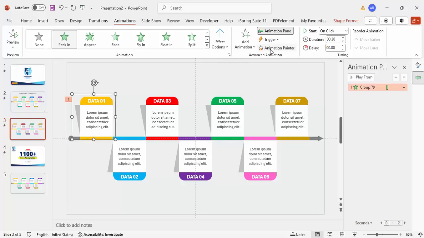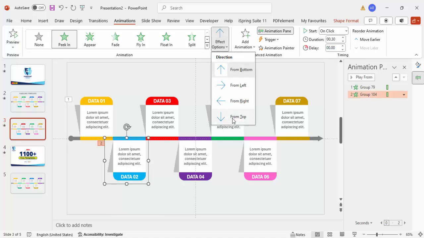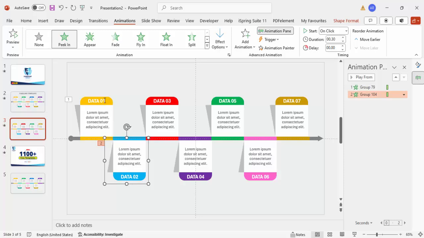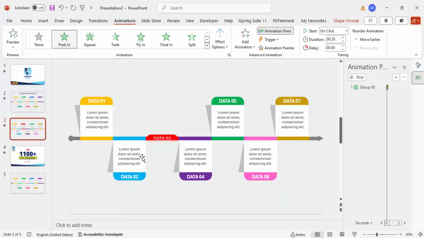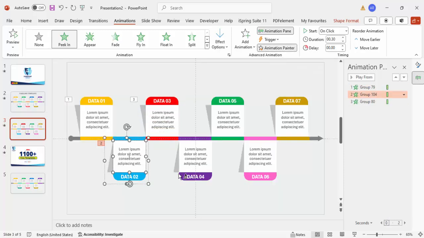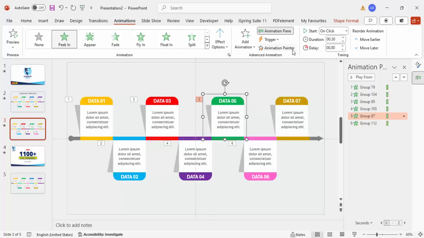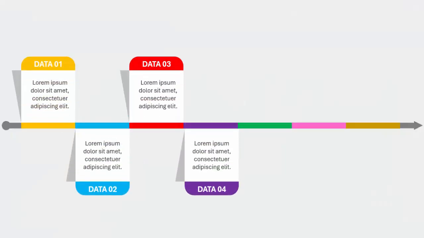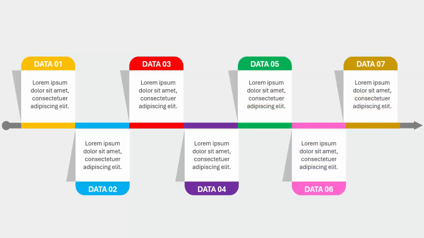Now select this one, Animation Painter, click on this. Now instead of from the bottom, you have to select from top. Okay, it comes something like this. All right, so now it's very easy. I'm going to select one by one. So for this I have to select here, for this, and then this one, and then the last one. So if I play the slide, 1 2 3 4 5 6 and 7.